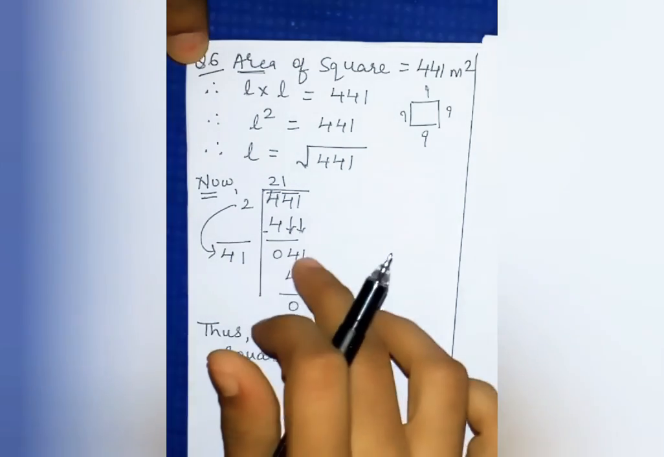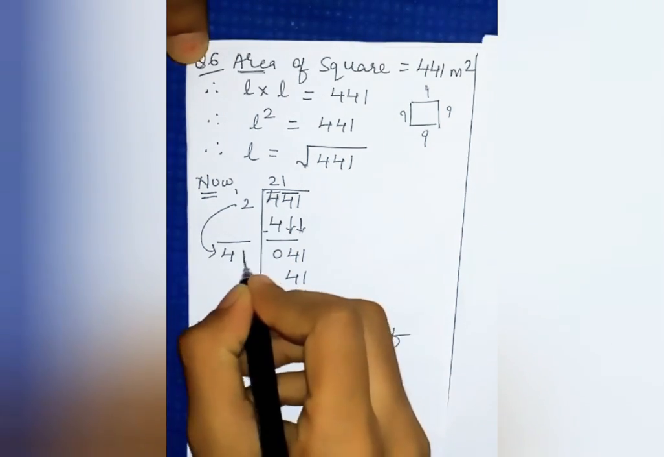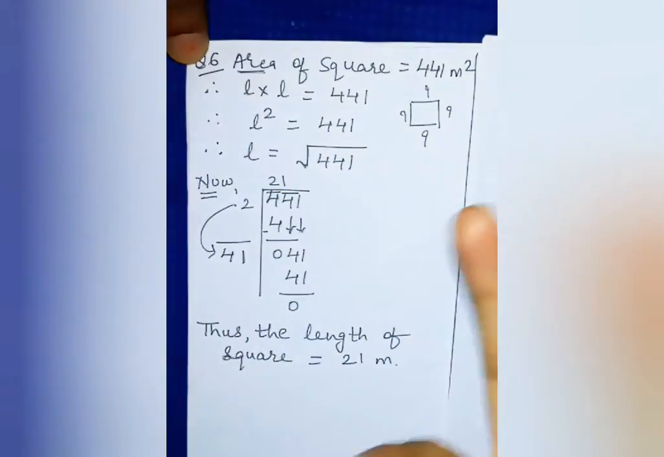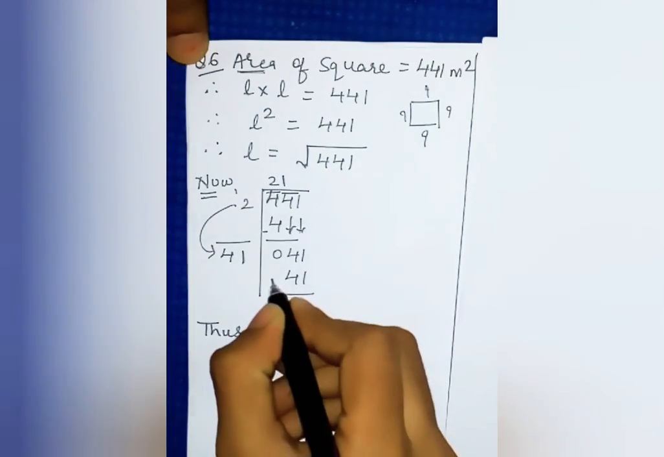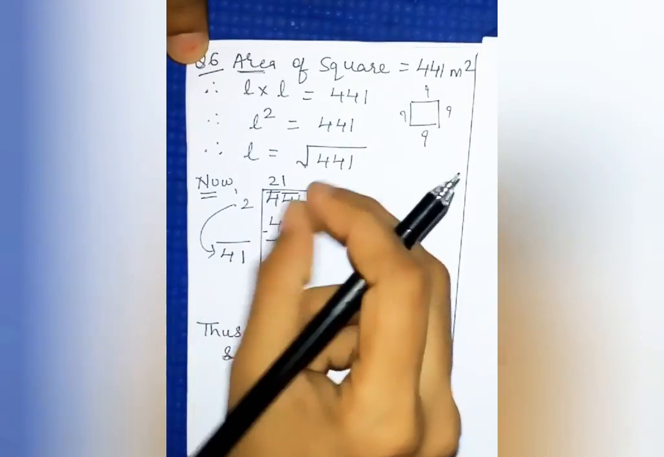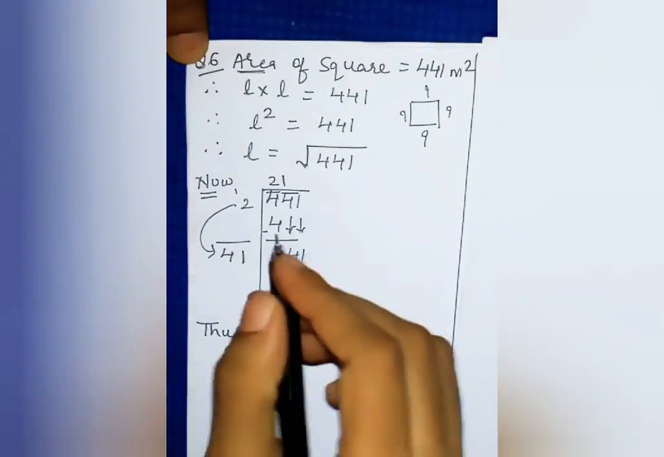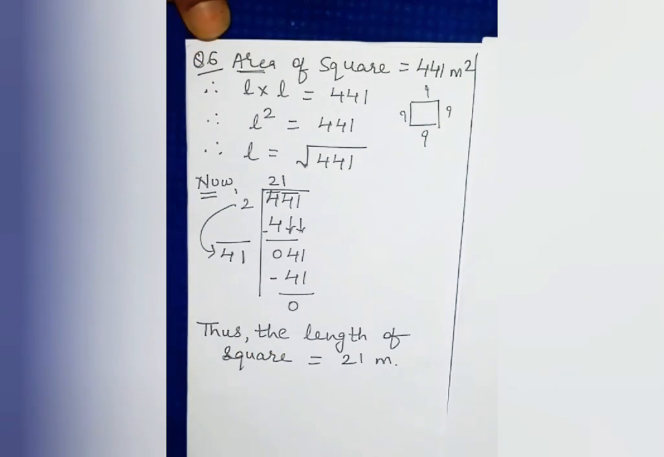So 4 we are getting. Now we want 41. So this is very simple. If you take with 1s, we have to keep 1. So 41 1s will give you 41. So 41, and here also we will keep 1. So 41 minus 41 will give you 0. So this answer 21 that you got is the length. So thus the length of the square is 21 meters. So this was question number 6.